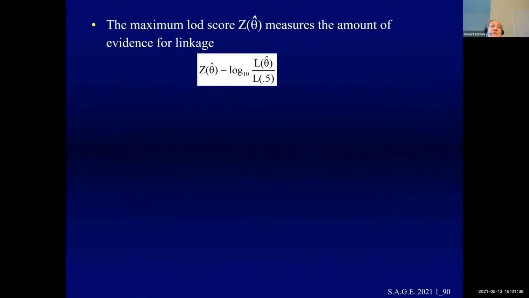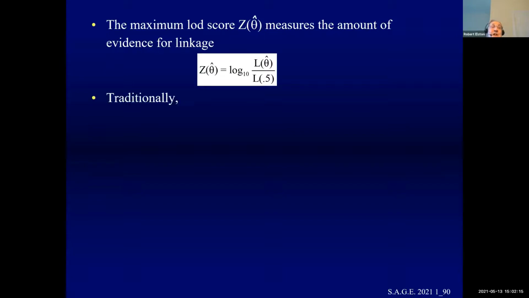The maximum log score, which in other words, you evaluate at the maximum likelihood estimate of the recombination fraction, measures the amount of evidence for linkage. So Z(theta hat) is log to base 10 of the likelihood at theta hat divided by the likelihood when theta equals 0.5. And similarly, if you had two thetas, you'd put at the bottom 0.5 for the one sex and 0.5 for the other sex. That measures the amount of evidence for linkage.